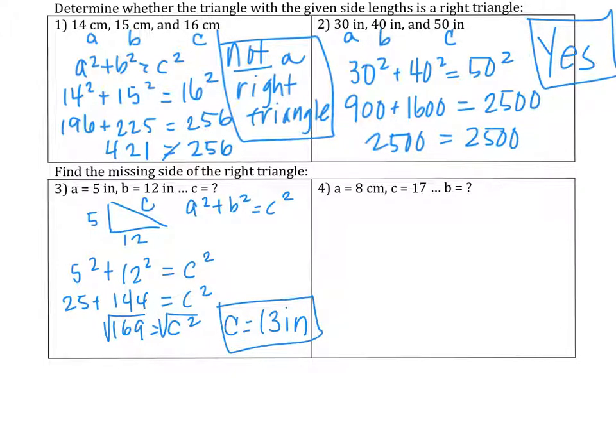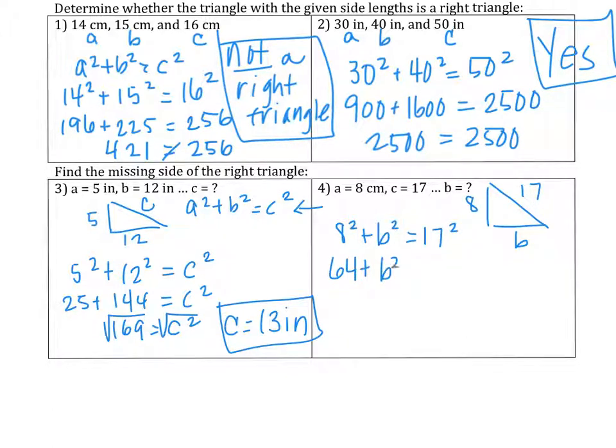Let's take a look at number 4. Let's go ahead and draw that out. Let's try that again. Let's draw it out over here, give us a little bit more room. So we have our C is 17, our A is 8, and we need to find our B. Using our same formula, A squared plus B squared is C squared. So we're going to have 8 squared plus B squared, which we don't know yet, equals C squared. 64 plus B squared equals 289.